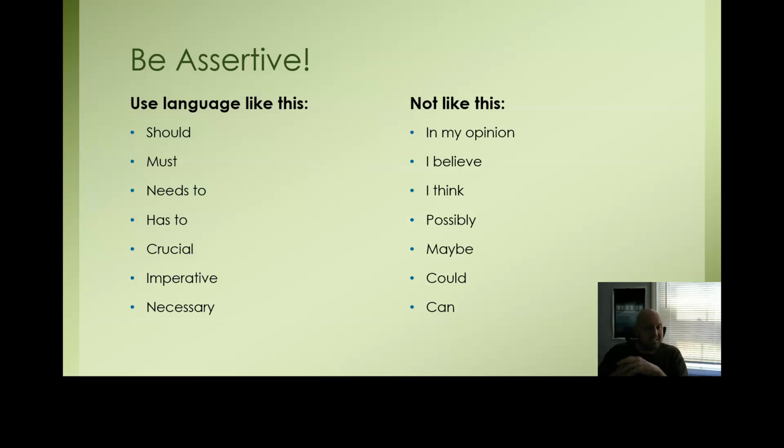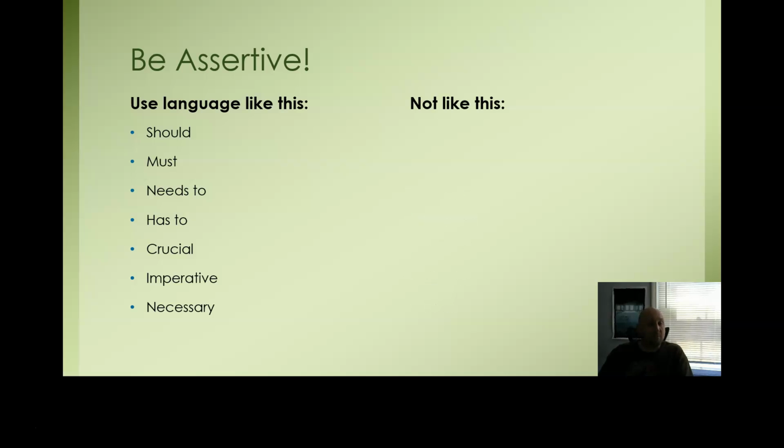The language on the right-hand side is considered weak language. It erodes your credibility because it suggests to your reader that you don't really have confidence in what you're arguing for. And if you don't have confidence in that, how could you ever be persuasive? Nobody will ever be swayed to your position if they don't think you believe it. So words like, in my opinion, I believe, I think, possibly, maybe, could be, can, whatever. Get rid of them all forever.